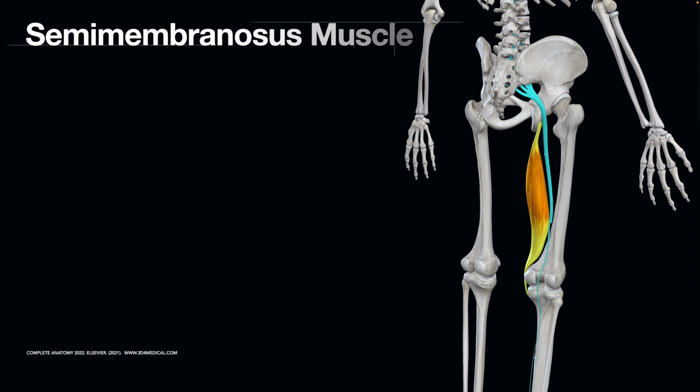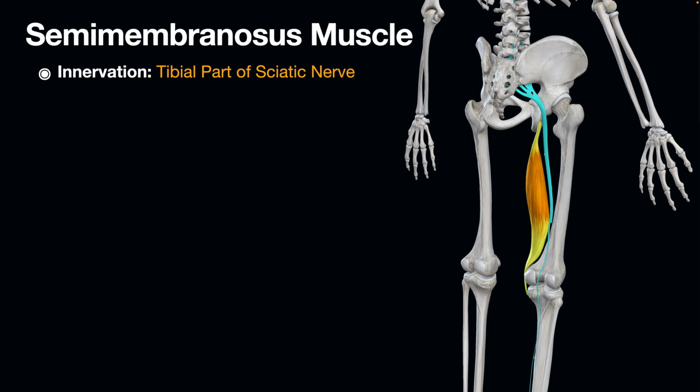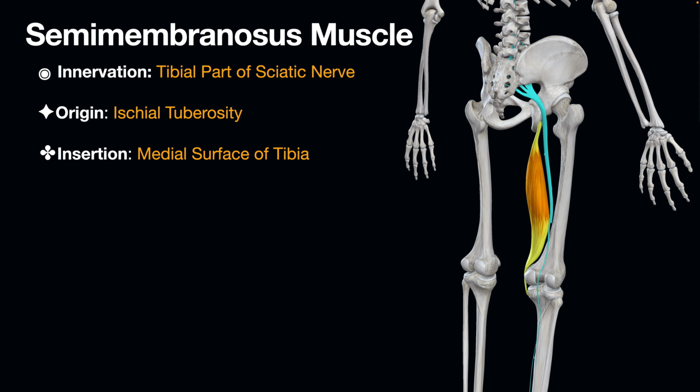The semimembranosus muscle is a relatively long muscle spanning the full length of the thigh, from hip to knee. It is innervated by the tibial division of the sciatic nerve and originates from a small facet on the superior lateral surface of the ischial tuberosity. The tendon of the semimembranosus arises at the level of the mid-thigh and continues towards its insertion at the medial condyle of the tibia.